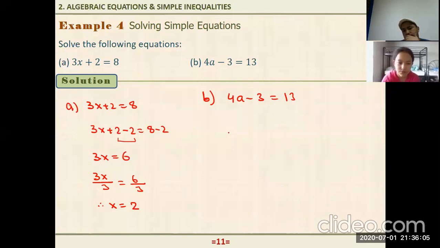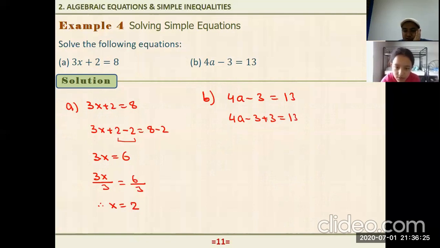You have to eliminate it. Eliminate the negative 3 from the left hand side first, right? Yes. Okay, this is subtracted. How can I eliminate this? By adding 3. So 4a minus 3 plus 3 equals 13.